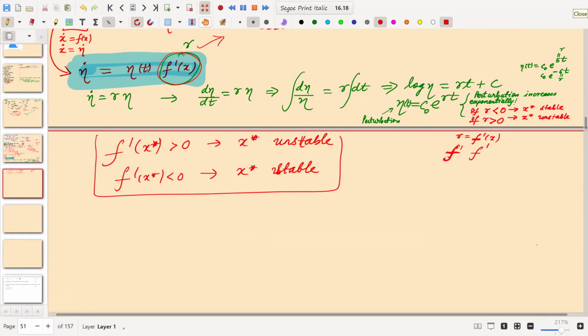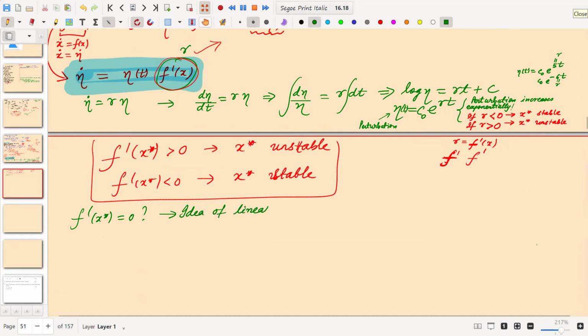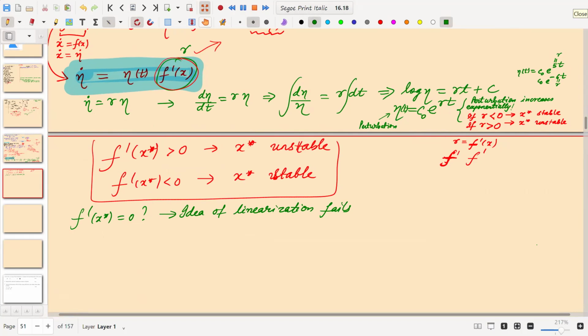Okay. So now another question. I told you what happens if f prime x is less than 0, and what happens if f prime x is greater than 0. But what will happen if f prime x is equal to 0? This is another question that might pop into your mind. What happens if f prime of x star is equal to 0? In this case, the idea of linearization fails. That means whatever derivation we did, if f prime x is 0, it will fail. We need some more methods.